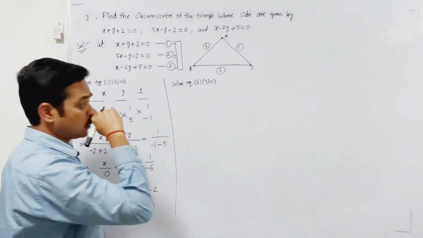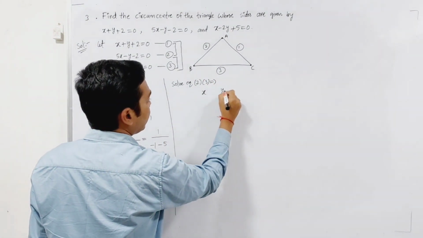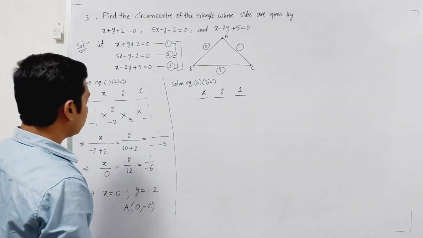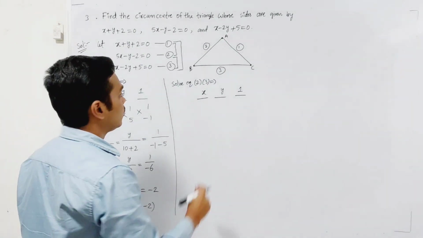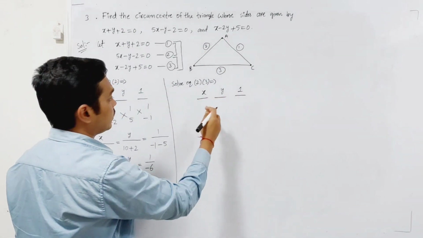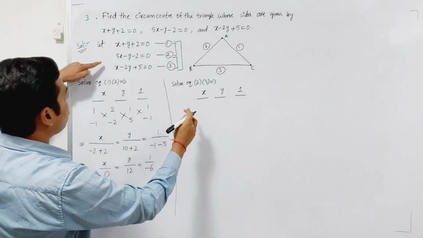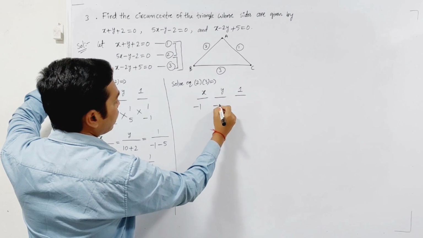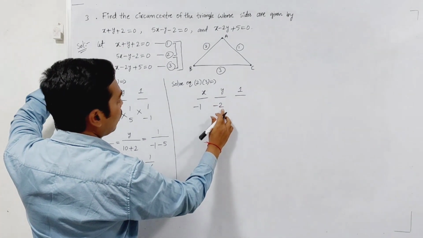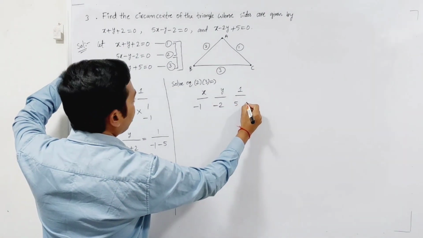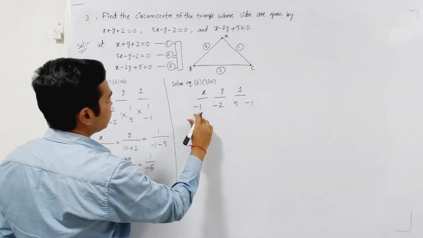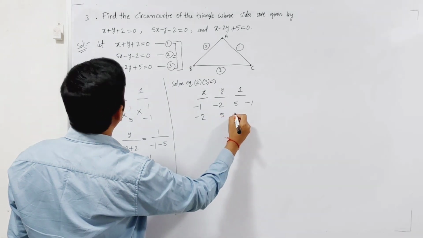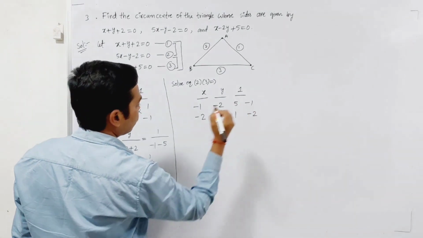Same YCXY method. X, Y, 1. Apply the YCXY method. X, Y, 1. In equations 2 and 3, starting with Y coefficient, constant, X coefficient, again Y coefficient. Next, the third equation, starting with Y coefficient, minus 2, constant and X coefficient, again Y coefficient.